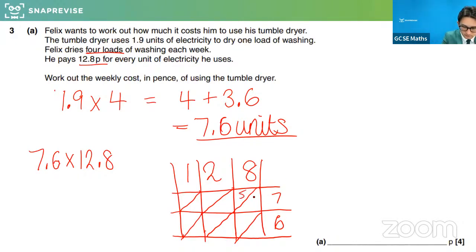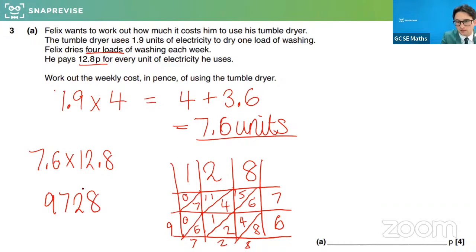So 8 times 7, 56, 8 times 6, 48, 2 times 7, 14, 2 times 6, 12, 1 times 7, 0, 7, 1 times 6, 0, 6, 8, 10, 12, carry the 1, 6, 10, 11, 17, carry the 1, 1, 2, and 9. So I'm getting 9, 7, 2, 8. And I need to make this a bit smaller. I need to make it 2 columns smaller. So 97.28 pence. Yeah, no problem.